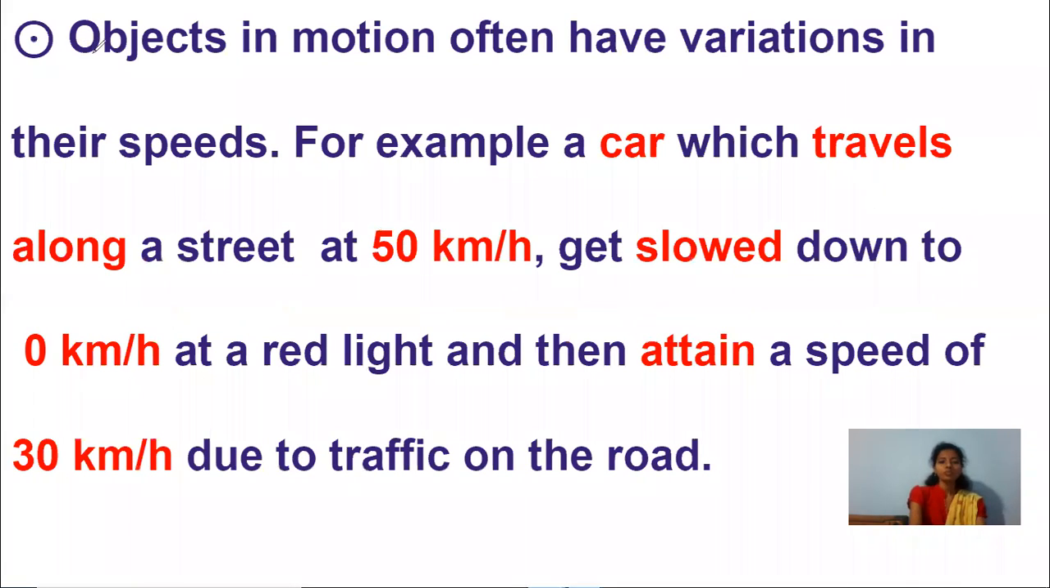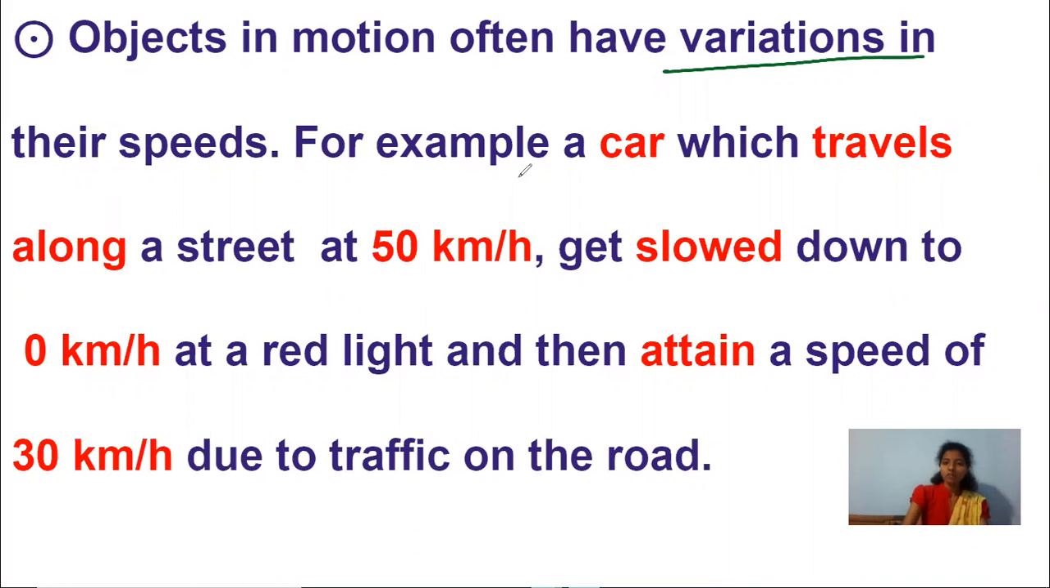So see here, objects in motion often have variations in their speeds. Okay, so objects when they are in motion have variations in their speeds. All the time the vehicles, the objects will not move with the same speed.